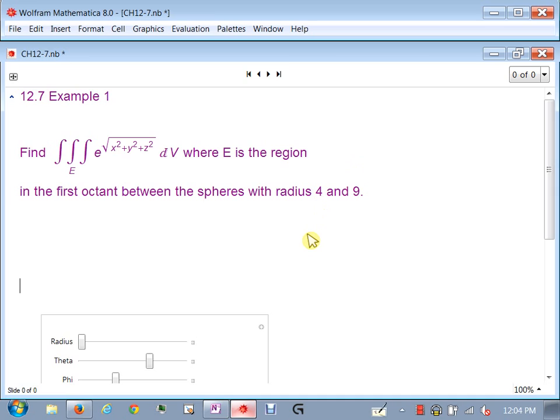Find the triple integral over E of e to the square root of x squared plus y squared plus z squared with respect to volume, where E is the region in the first octant between the spheres of radius 4 and 9. The region between them.